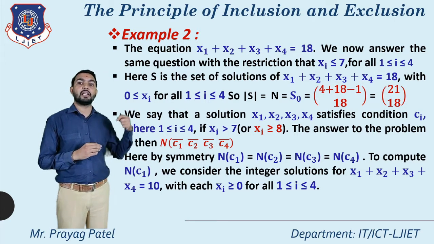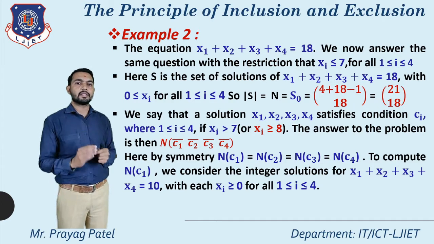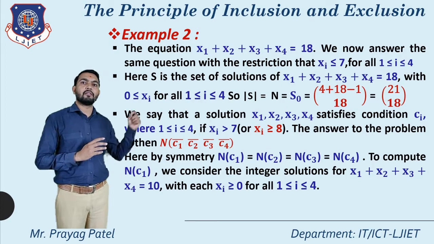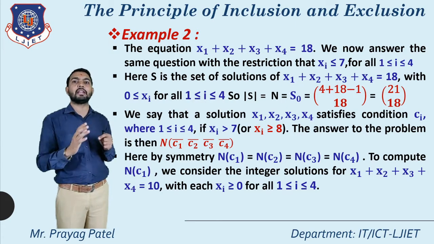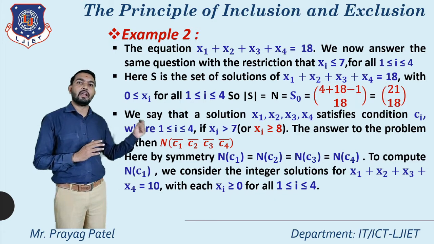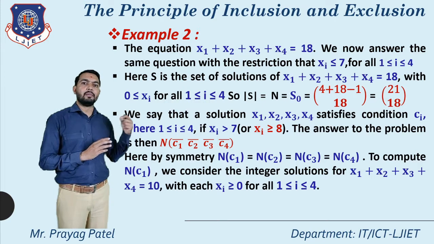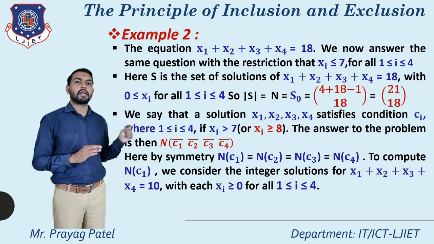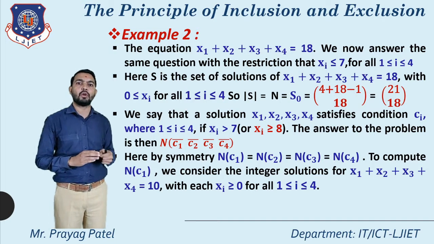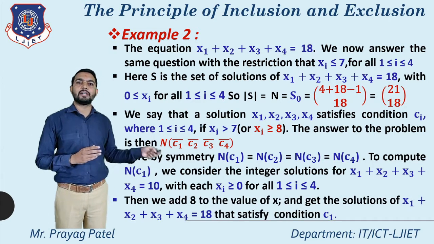Here we consider the reverse condition, because all the elements are compulsorily less than or equal to 7, but here we consider the value greater than 7. If we consider one value as greater than 7, that means the value is 8. So if we put any one value as 8, then the remaining is 18 minus 8, which is equal to 10. So here x1 plus x2 plus x3 plus x4 equals 10. According to this value, we can consider the condition.